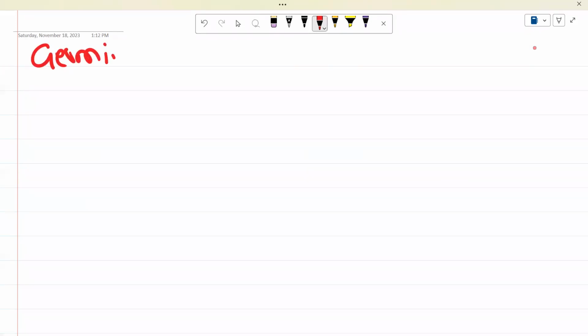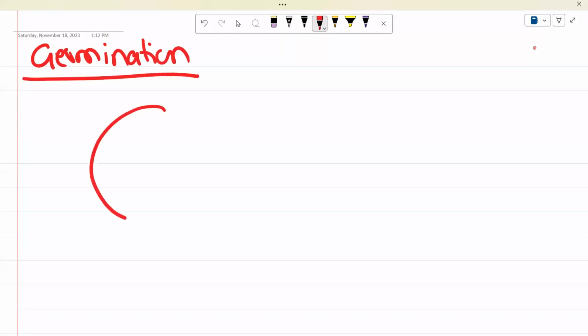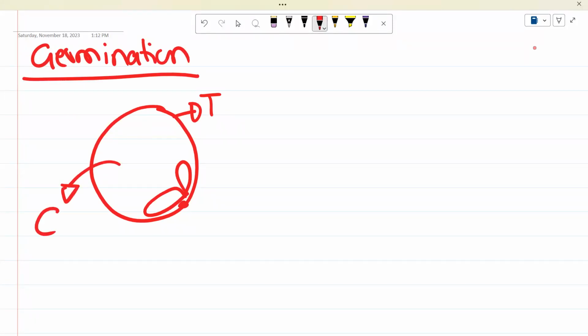Again, I am now studying germination. Germination is the growth of a baby plant from a seed. I have a seed, and this seed has certain structures. It has an outer coating called testa. It has the baby plant here waiting to grow. It has an opening called a micropyle, and it has lots of stored food called cotyledons. The embryo plant wants to grow.